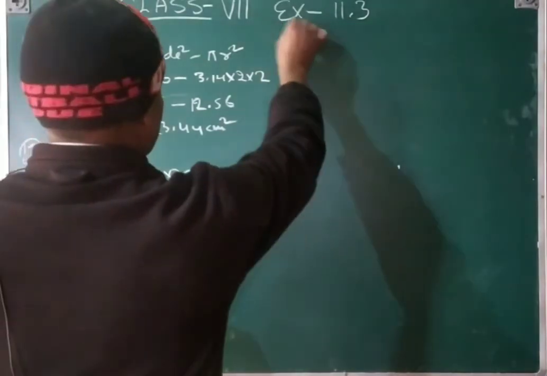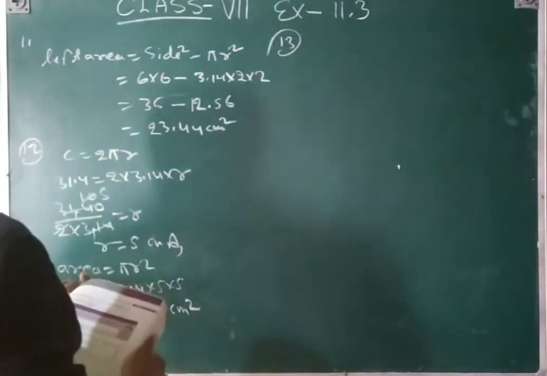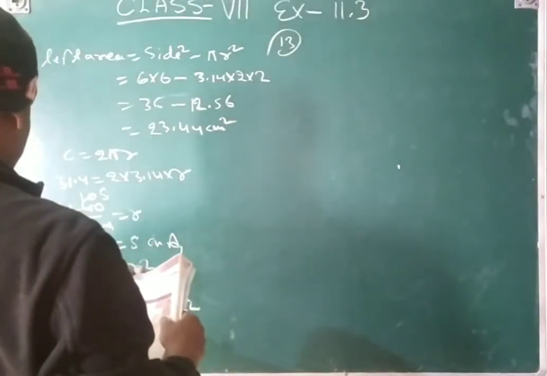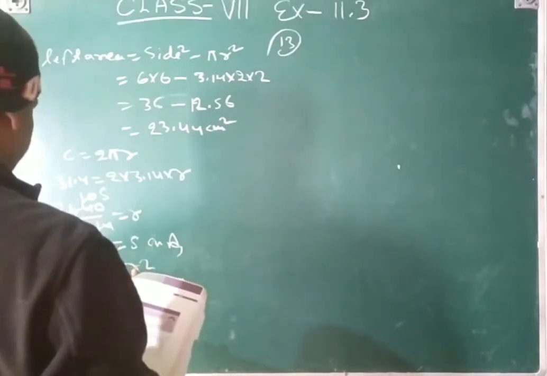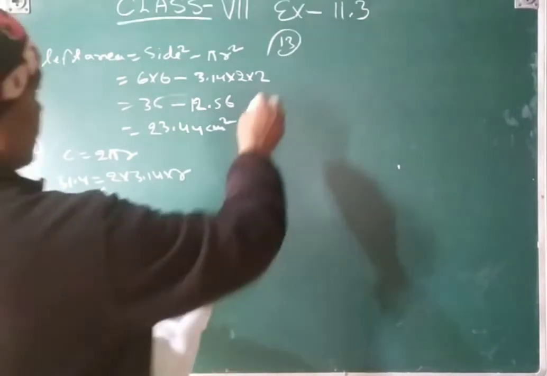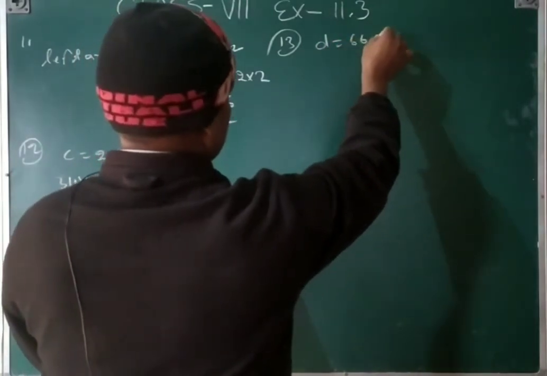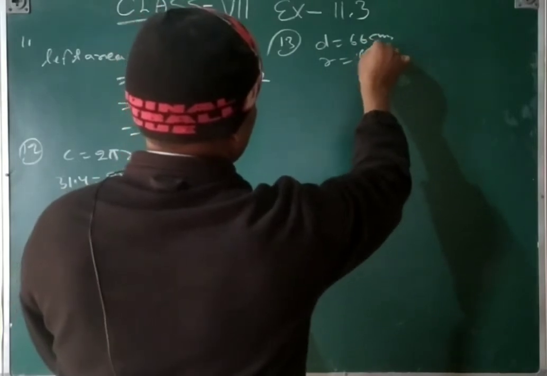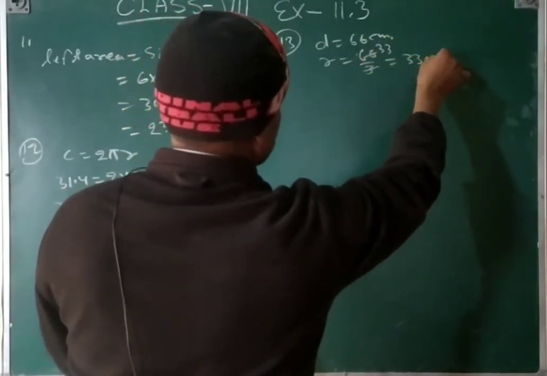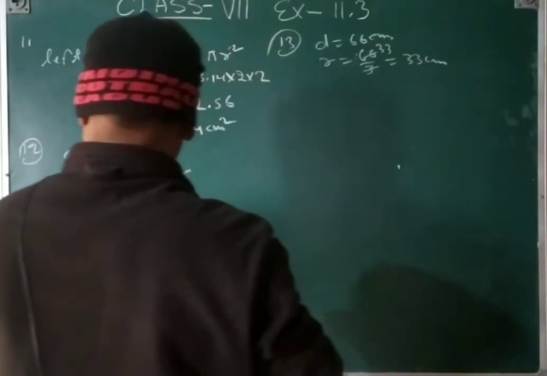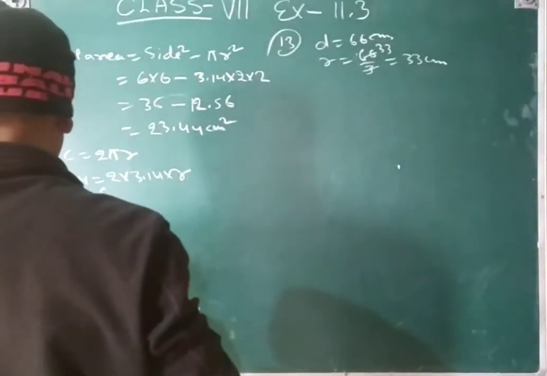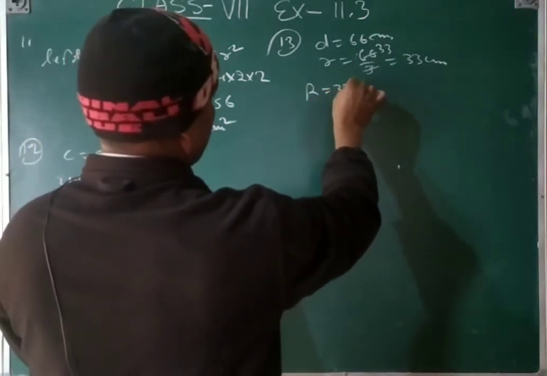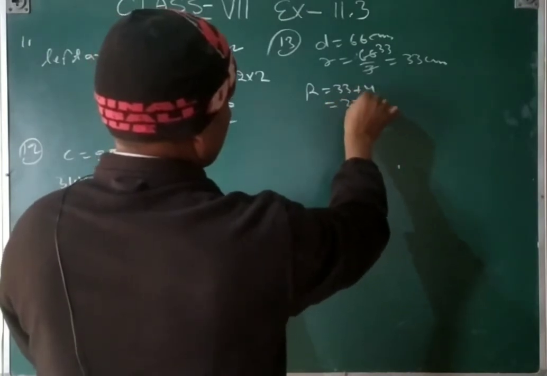And then 13th question: a circular flower bed is surrounded by a path 4 meter wide. The diameter of the flower bed is 66 centimeter. So r will be half of that, 33 centimeter. So r is 33, and then what is the area of the path? So capital R will be 33 plus 4, that is 37 centimeter.